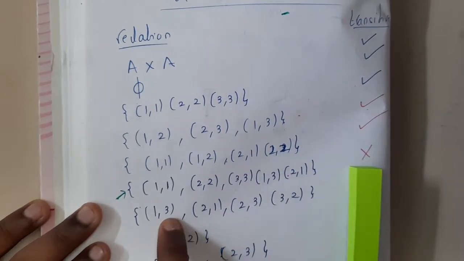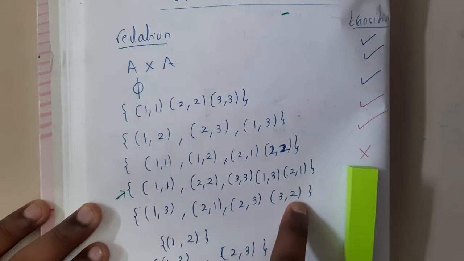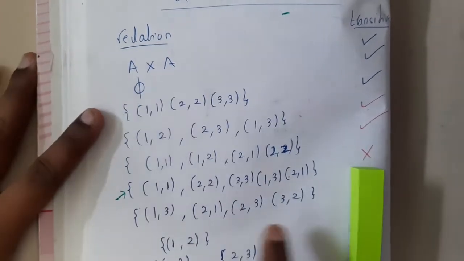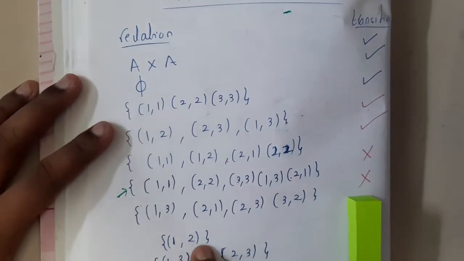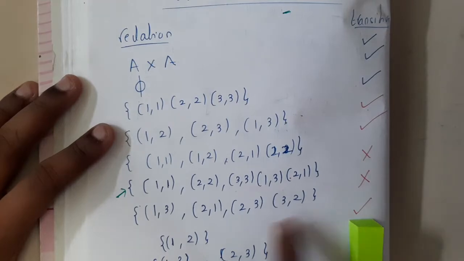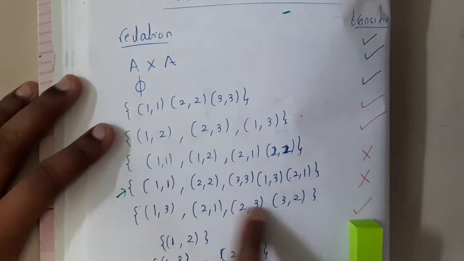Okay. So 1 3 is there, 3 2 is there, but 1 2 is not there, right? So 1 3 and 3 2 means 1 2 should be there. 1 2 is not there, hence it is not transitive. Got it? Yes. Oh, 1 2 is there, so there is no issue, right? Yes. So it's also transitive. I said it's not transitive, guys, sorry, because 1 2 is not there.